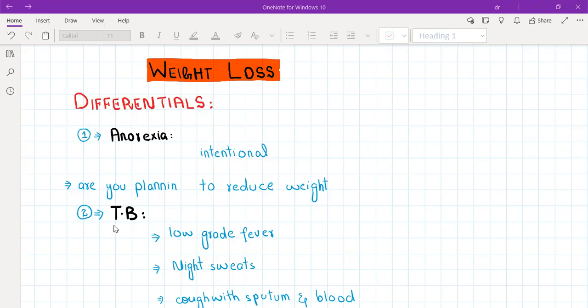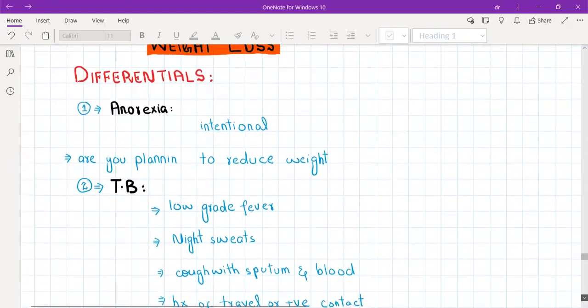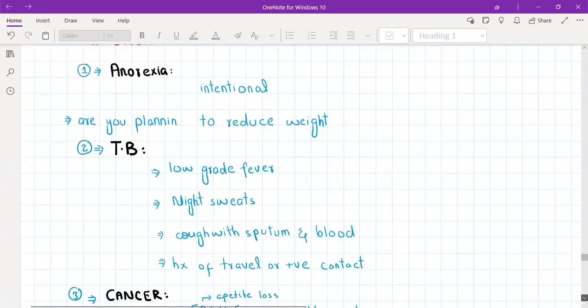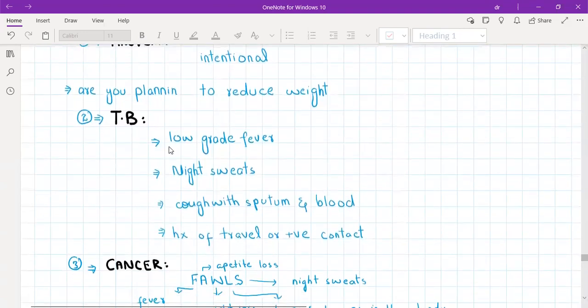Then TB. In the morning, the B stands for TB. So the TB patient will have classic symptoms of TB, that is low grade fever. There will be a prolonged history of cough, like it may be 6 weeks, 8 weeks, which is productive cough with sputum and blood. He will have low-grade fever, weight loss, night sweats, and there will be a positive history of travel to endemic areas like South Asia or Africa, or there will be a history of positive contact with a diagnosed patient of TB.